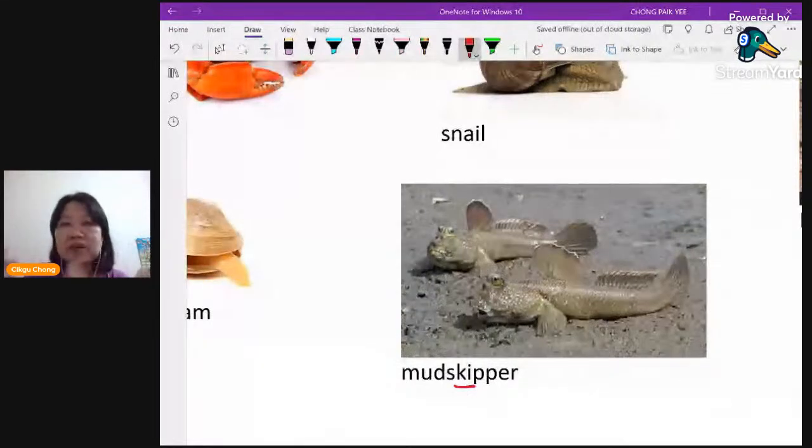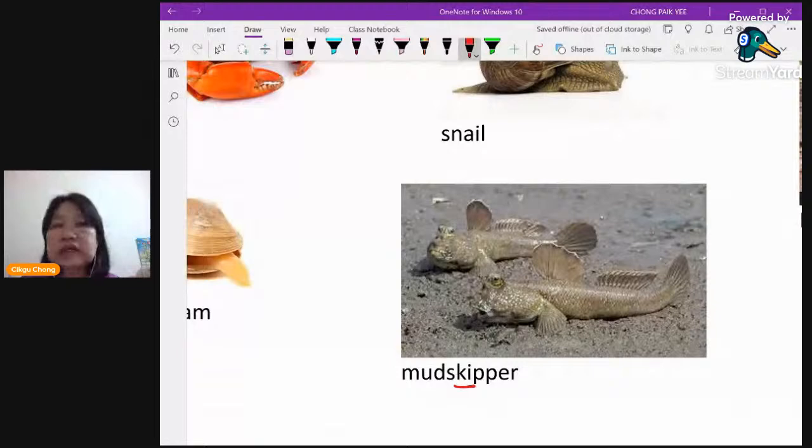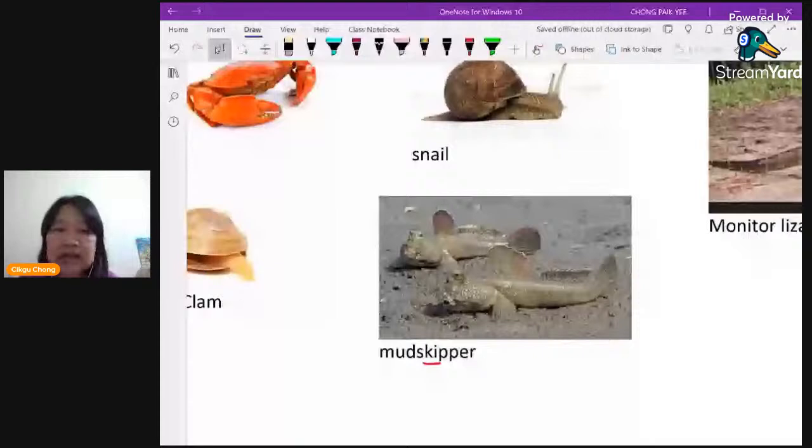And they have adaptations. Even though they're not in the water all the time, they're able to absorb the oxygen from the air because the gills have special adaptations. They're able to draw oxygen from the air into their gills here. Okay, so there's special adaptations. So they don't have to be in the water all the time. They can be in the mud and sometimes out of the mud. They can be skipping on the mud. Okay, then monitor lizard.